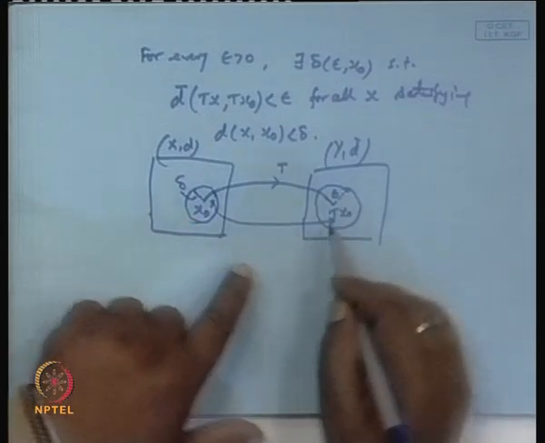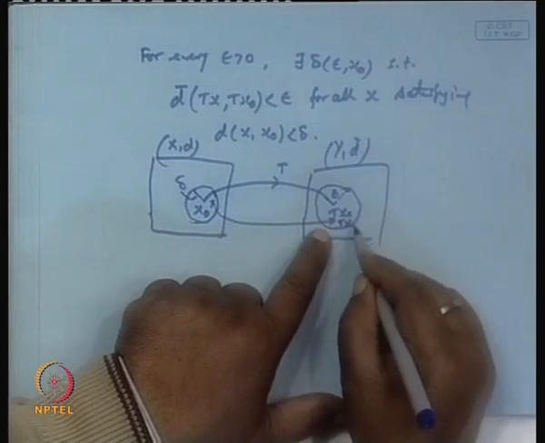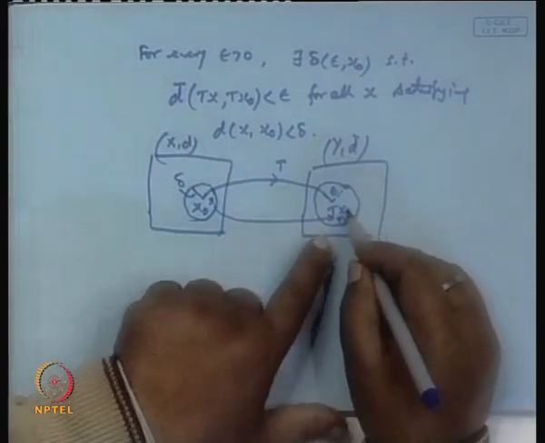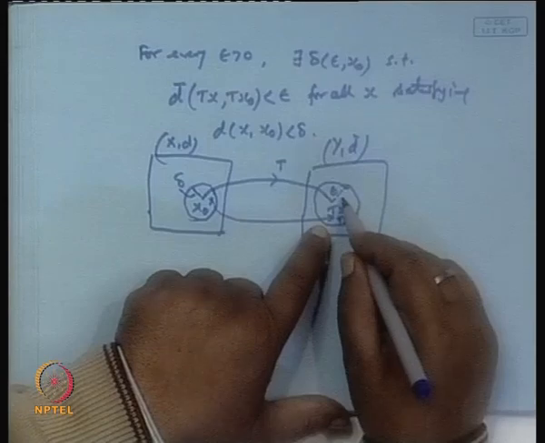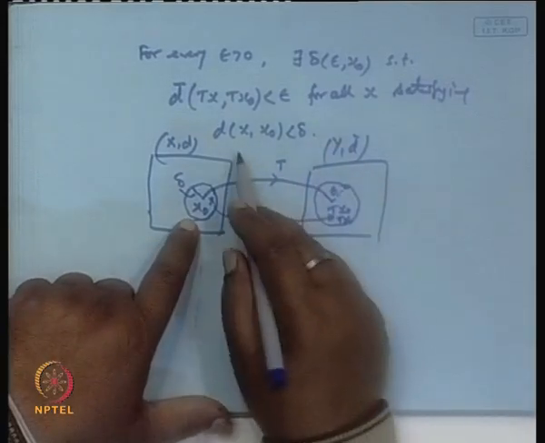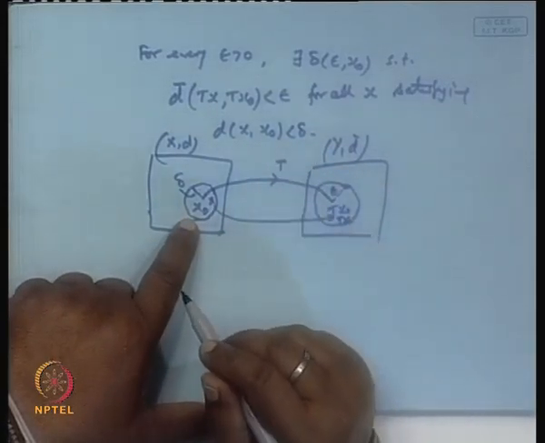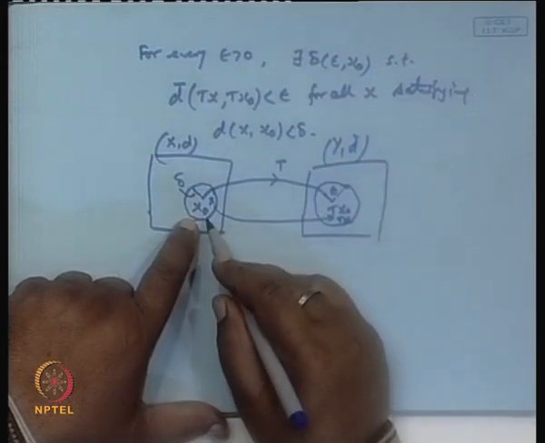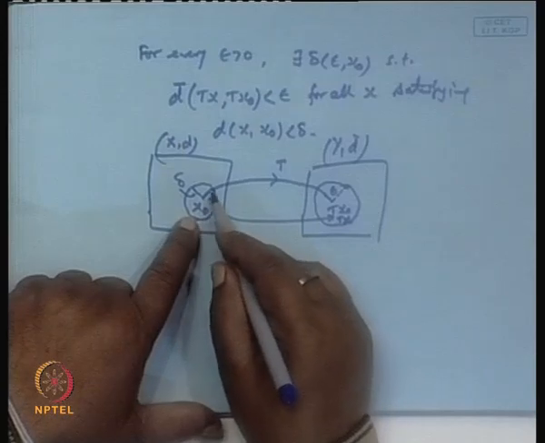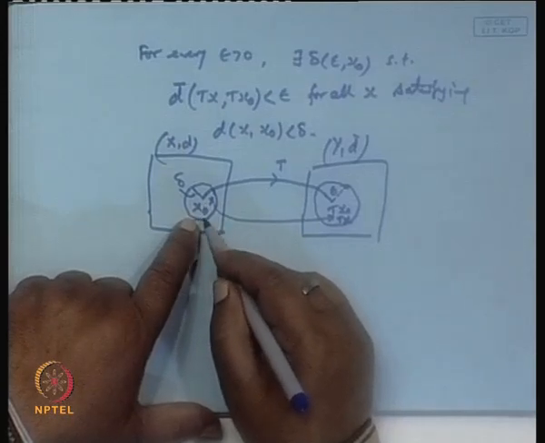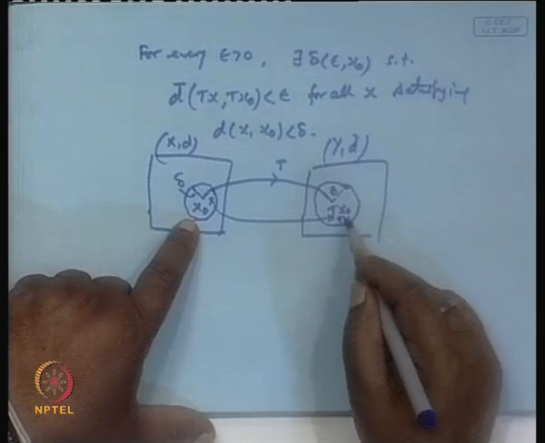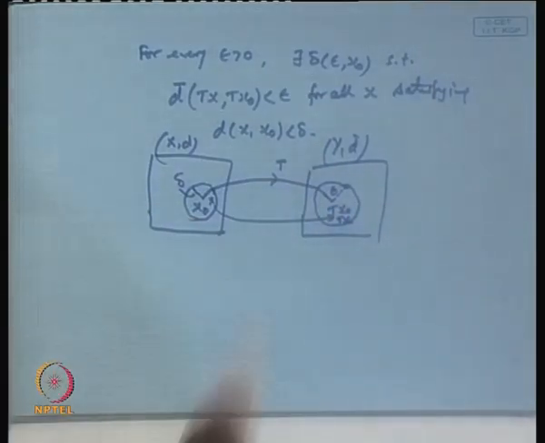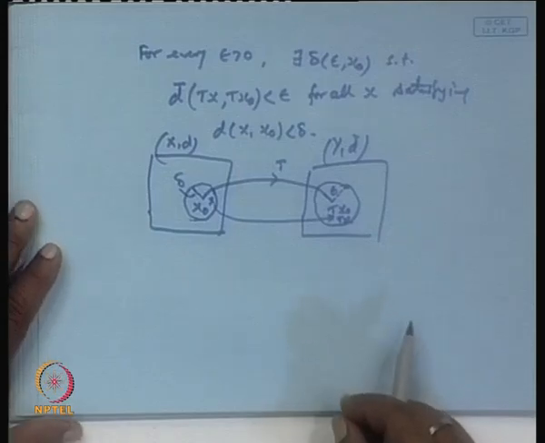That is, the distance under d bar between T of x and T x naught will be less than epsilon, provided the points x and x naught satisfy this condition. Once epsilon is chosen, correspondingly you can choose the delta, so that the image of every point inside this delta neighborhood of x naught will fall within the epsilon neighborhood of T x naught. Then such an operator, such a function, we call a continuous function.